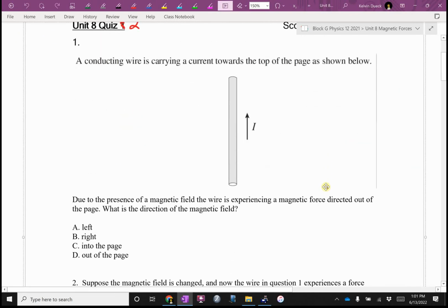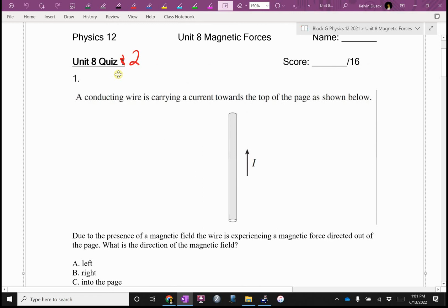Number 1 on the take-home quiz. First of all, does yours say take-home quiz 2? I think yours is fixed because I'd added an extra quiz, but the one that I originally photocopied, we need to change it from number 1 to number 2.